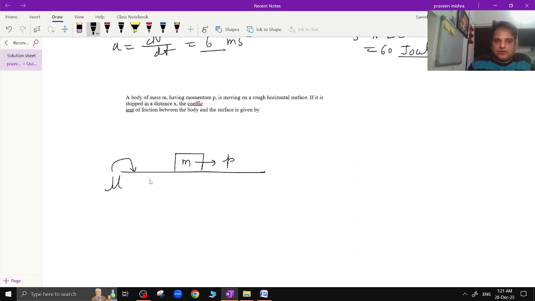So what have they given you? They have given you that a body of mass m having momentum p, on a rough surface, stopped after a distance x, and you are requested to find out the coefficient of friction, right? So after x distance, it is going to be stopped, so it is going to be at rest.